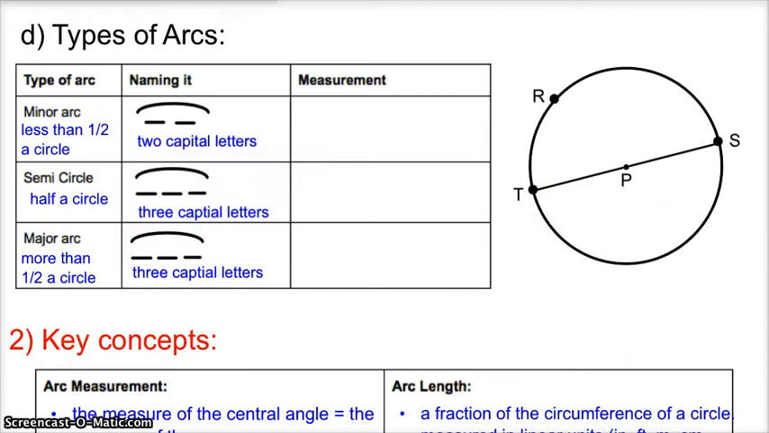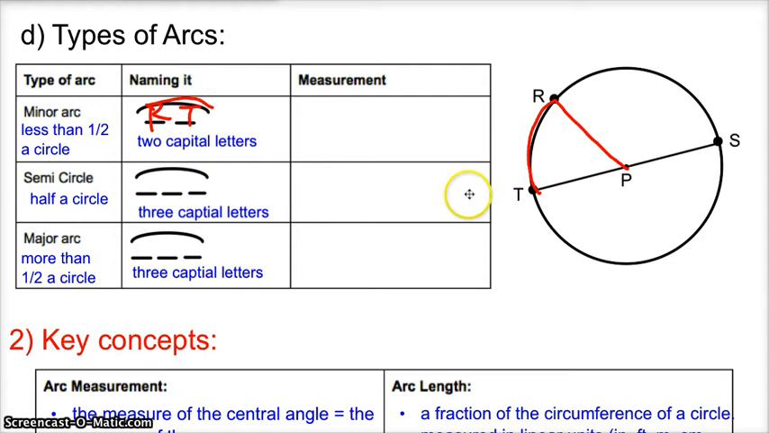All right, naming an arc. We have three different kinds of arcs. We have a minor arc, which is less than half of a circle. We name a minor arc with two capital letters. So for instance, here we could talk about arc RT, and it gets this arc symbol across it so that we know that it's not a line segment, that it is actually part of the circle.